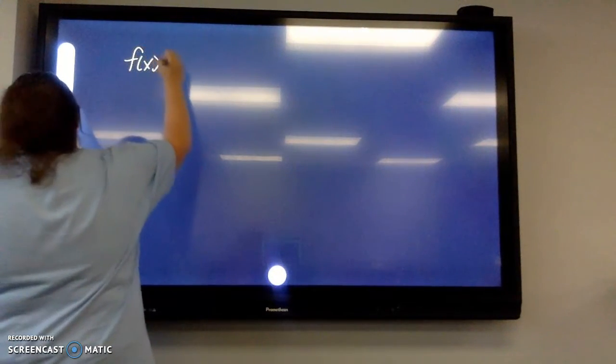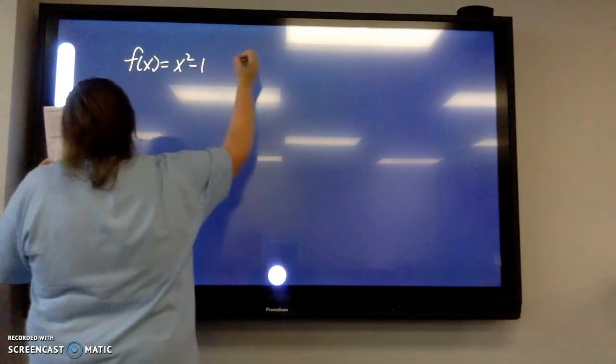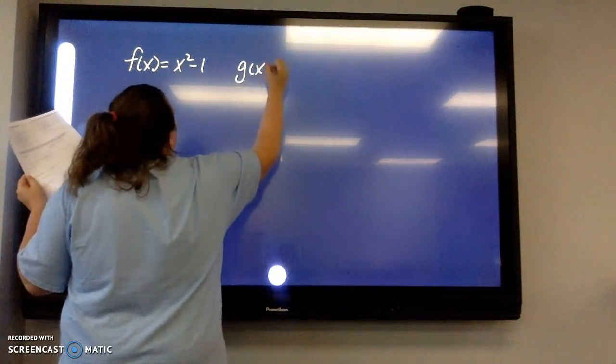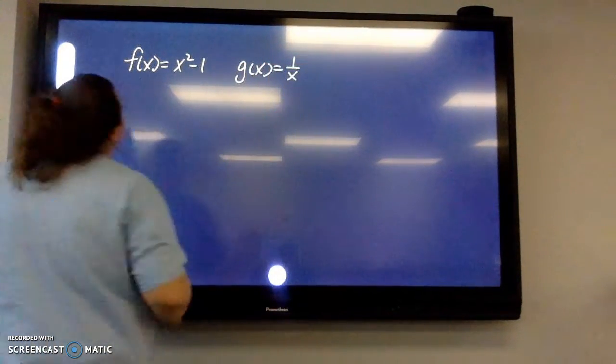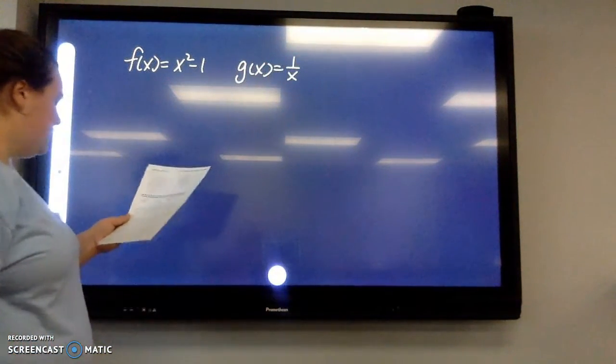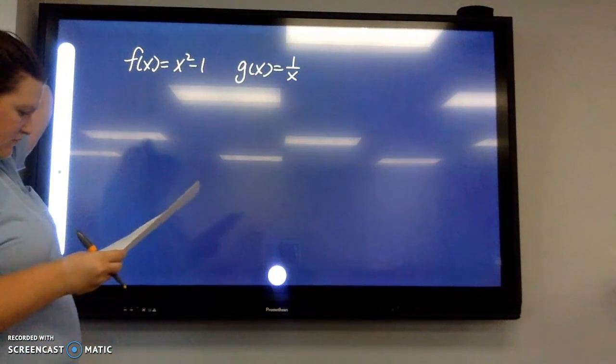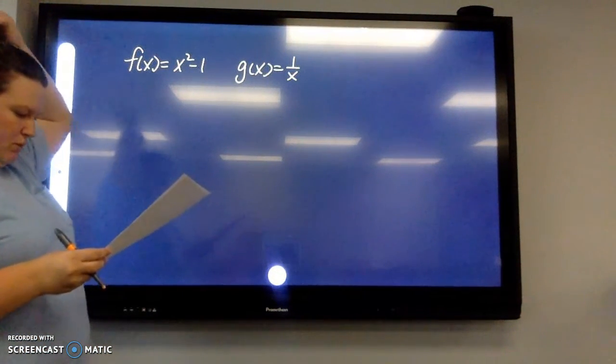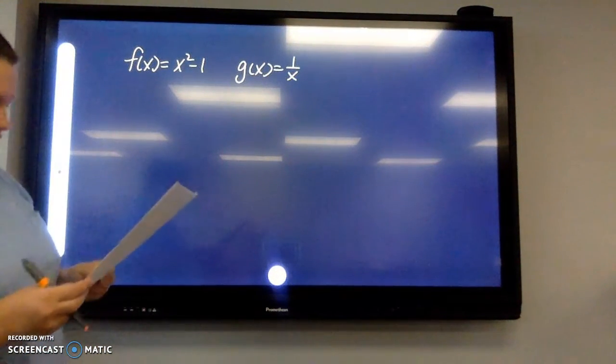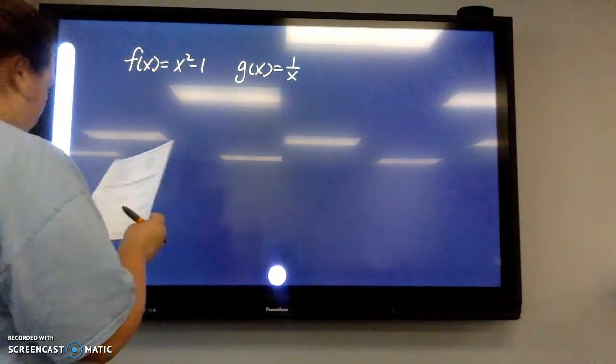Okay, so on this one I have two functions. I have f of x equals x squared minus 1, and I have g of x is equal to 1 over x. I'm going to do 18, 19, and 21 are the ones I'm going to do.